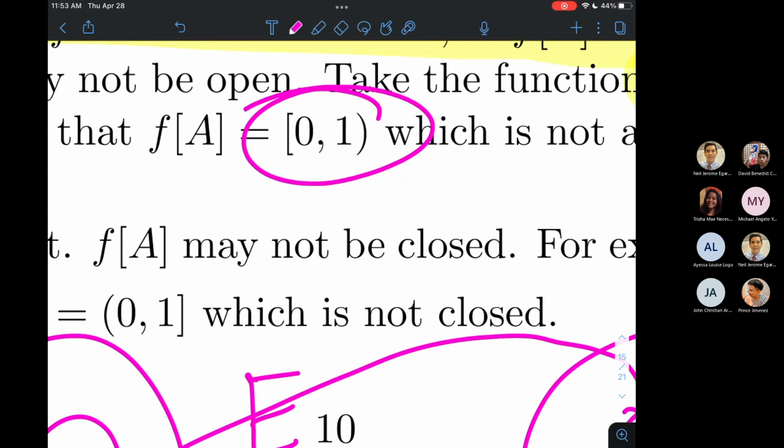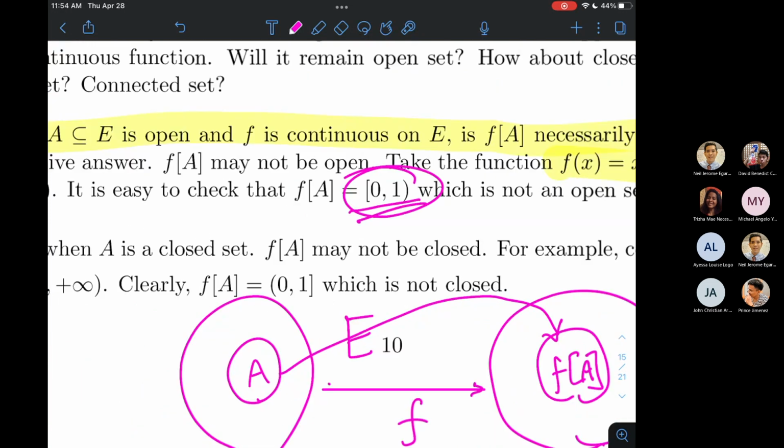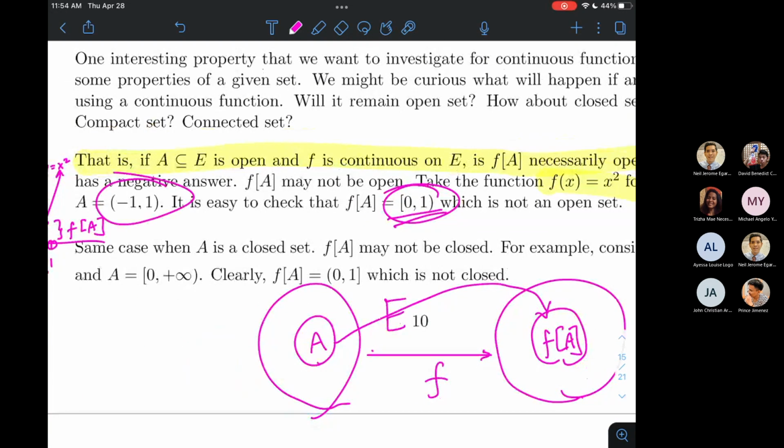Okay? Kinokolekta mo lang yung images ng mga elements ni capital A. And obviously, this guy is neither open nor closed. So, ibig sabihin, nakakita tayo ng isang example, isang open set, the open interval -1 to 1, na ang result after we perform the function f, or the operation f onto A, ang nangyayari, nakakakuha tayo ng isang set na hindi na open. So, yung pagiging open, hindi na preserve ng continuous functions.